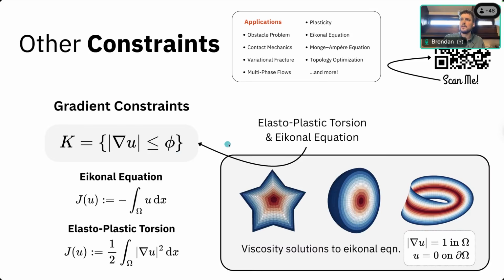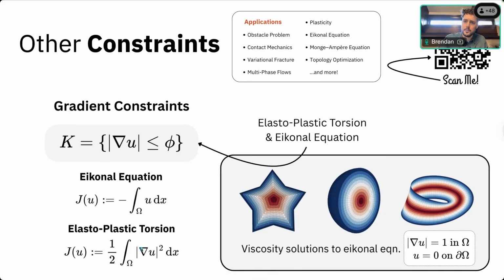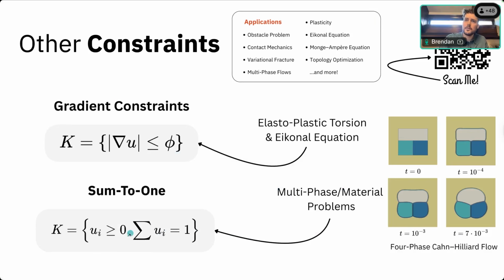If you have gradient constraints, you can use the Hellinger entropy. So the first example I showed you was the eikonal equation, but there's also plasticity models where instead of minimizing this objective function, you minimize, for instance, the Dirichlet energy is the most basic example. In multi-phase flows, the constraint is multiple material densities or phase densities. They all must sum to 1 at every point.